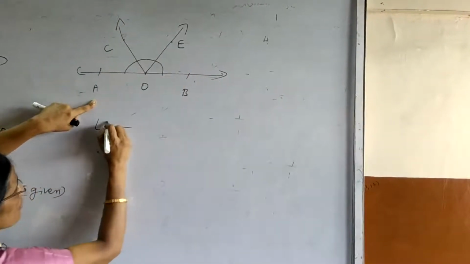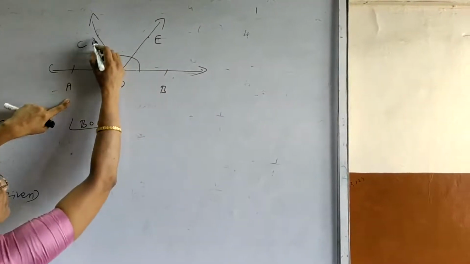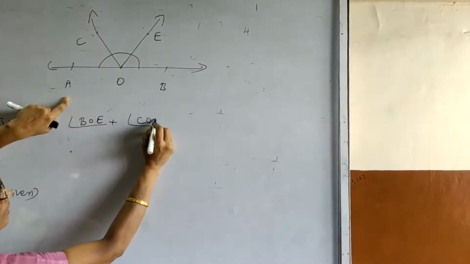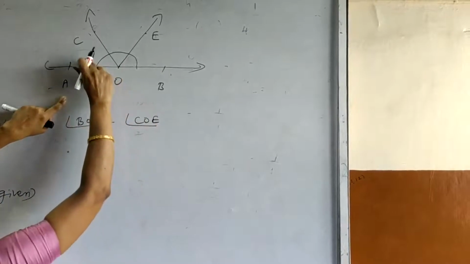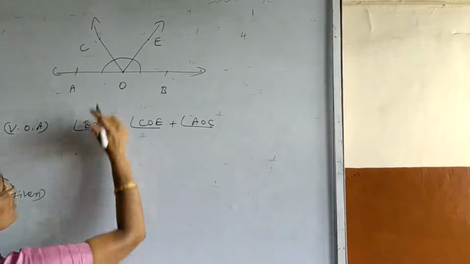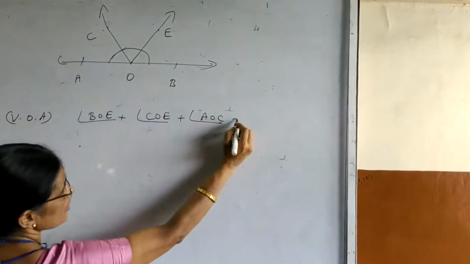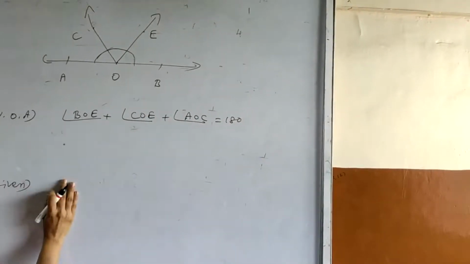The first angle is BOE, plus the second angle, which we can say is BOC or we can write COE. And the third angle is what? It is angle AOC. Because it is above a straight line, what is the sum of these three angles? It is equal to what? Equal to 180.